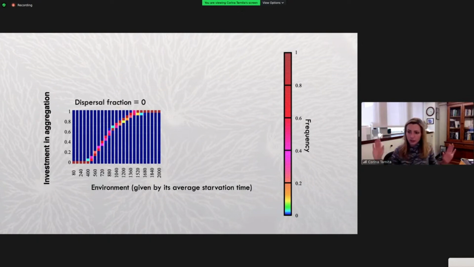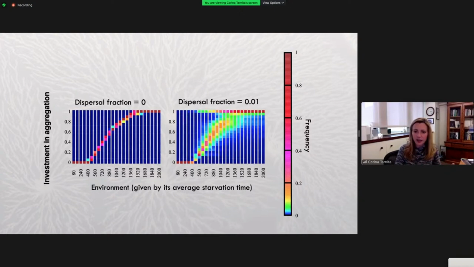And sure enough, if there's no dispersal, you can think of each one of those columns as kind of like a patch that we are going to connect ultimately via dispersal. If there's no dispersal between these patches, then there's going to be only one winning strategy in each one of these patches. If you have very harsh environments, you should put everything into aggregation. If you have very friendly environments, then you should just leave everyone behind as loners. There's no point to go through an aggregation process. And in between, you're going to find some mix between some fraction that goes to aggregation and some fraction that stays behind. So that's the bet hedging part.